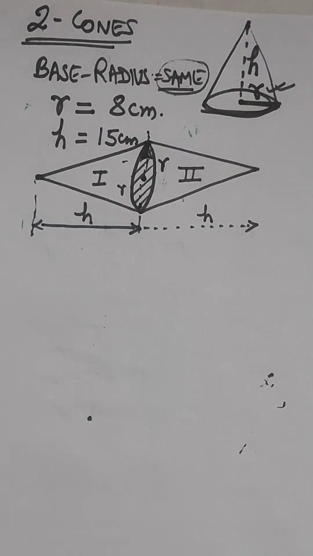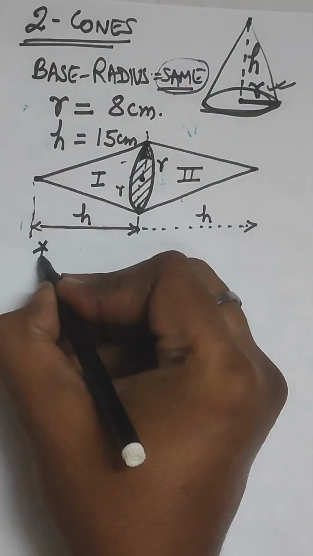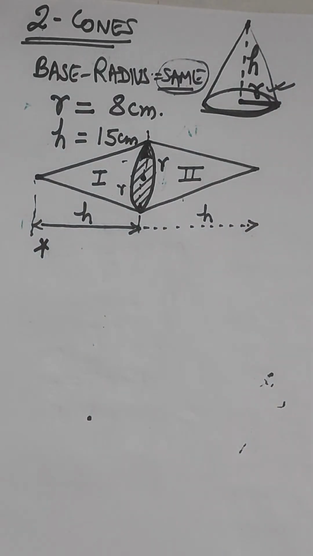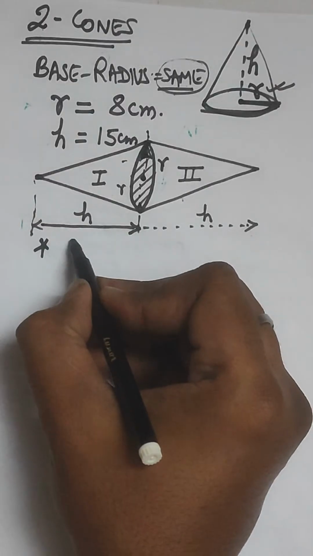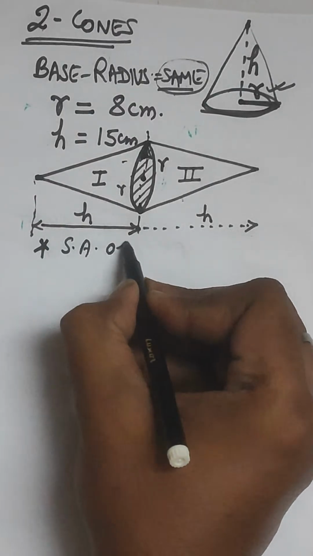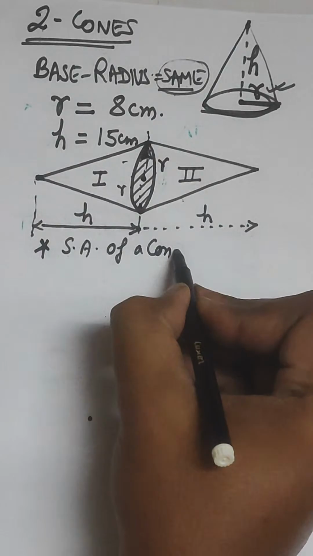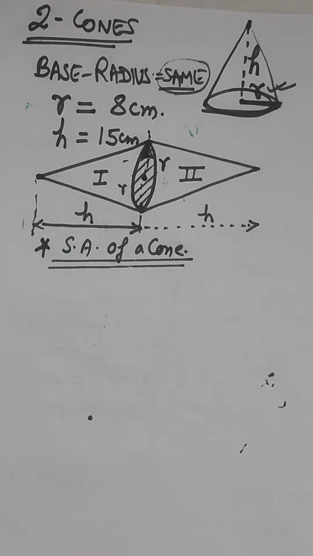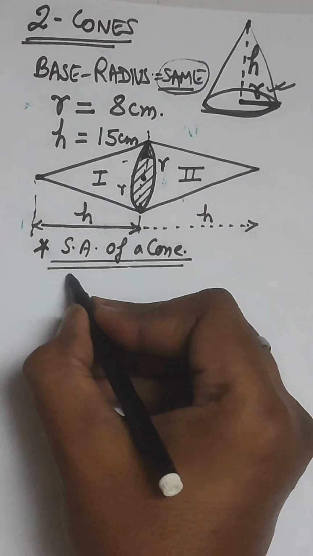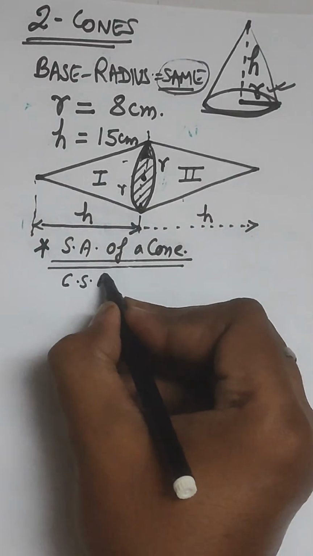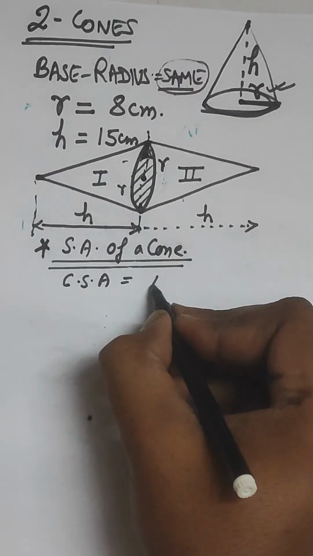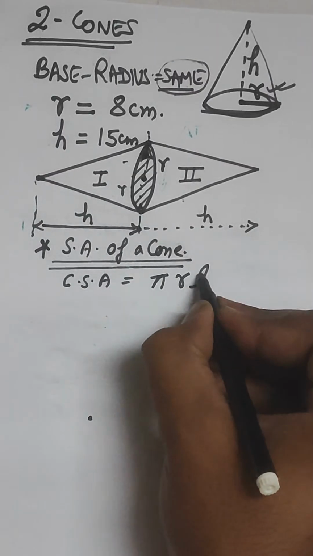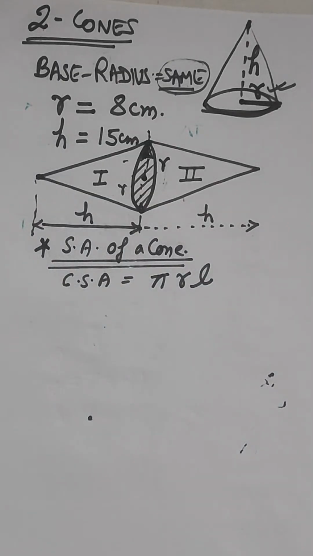This is a question from NCERT. So what is the surface area of the cone? That is the main thing. This is the main formula which we need to recall. What is the surface area of a cone? There are two surface areas. One is the total surface area and one is the curved surface area. The curved surface area of a cone is pi r l. Do you remember it? Pi r l.